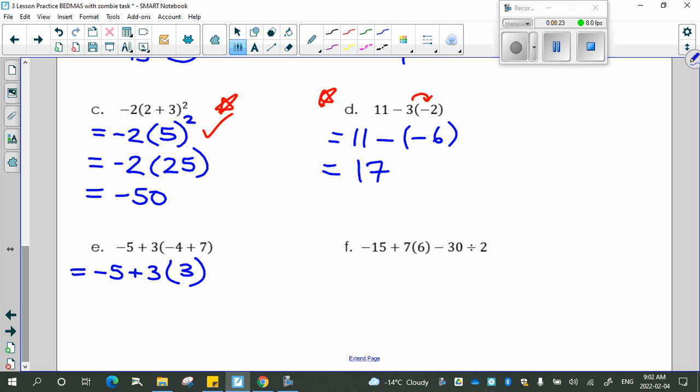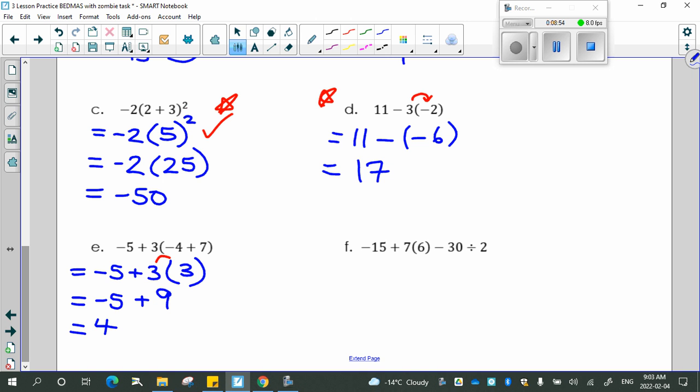Is there an exponent? No. Is there a division or multiplication? Yes. So this is multiplication, so we'll do that next. So I'm still going to keep my -5 plus 3 times 3 is 9. And -5 plus 9 gets me to 4. Good.